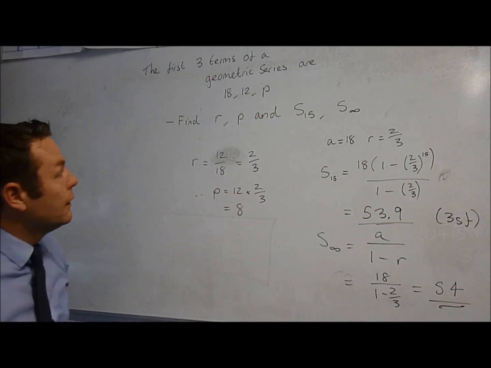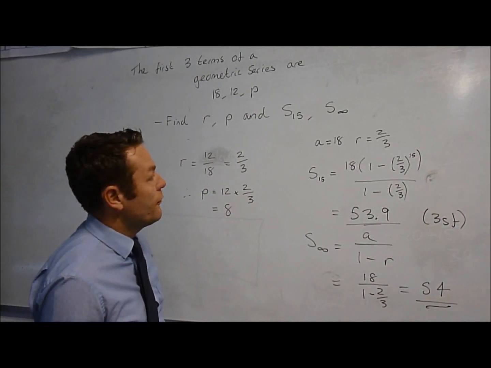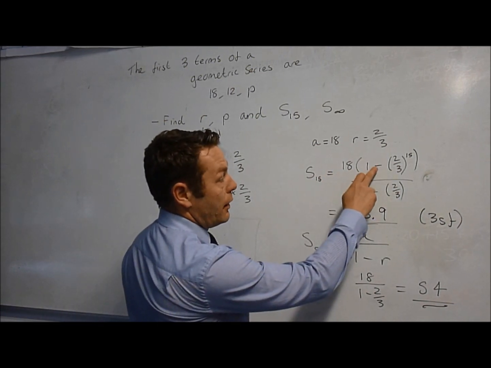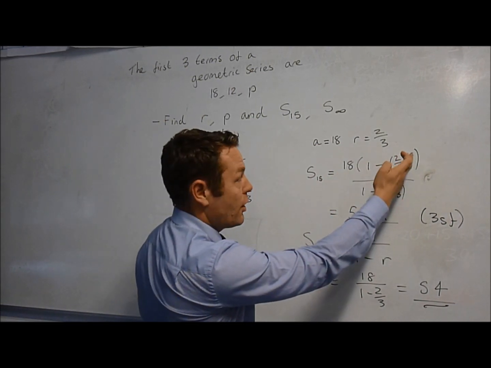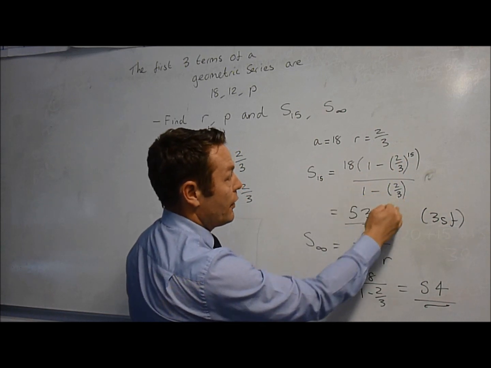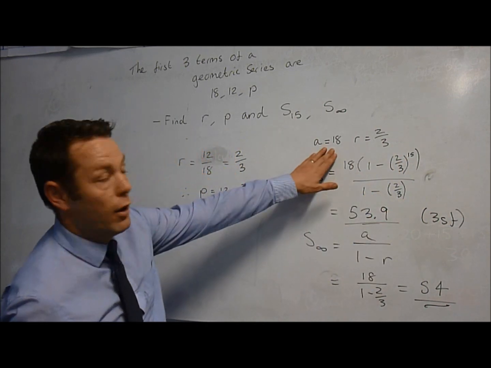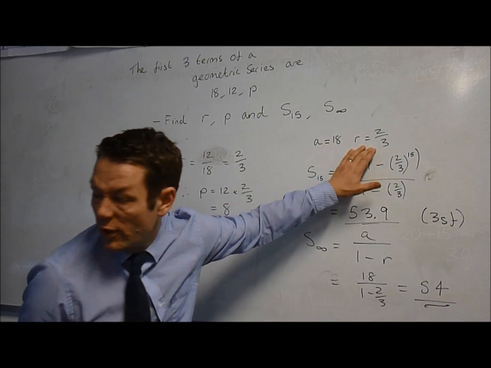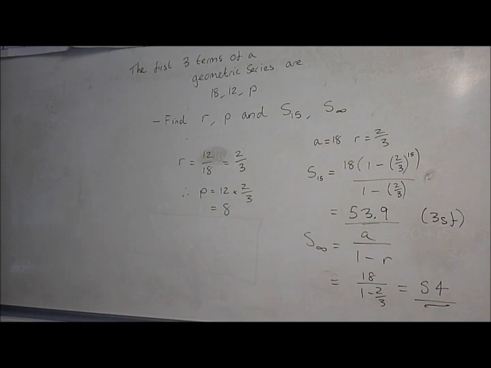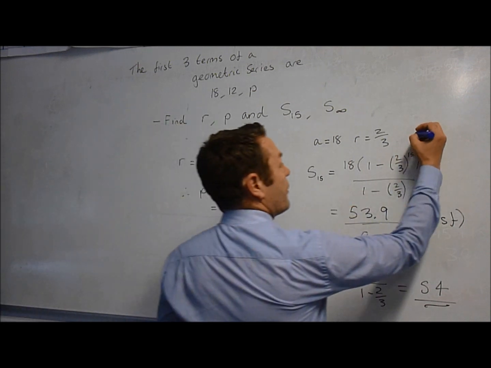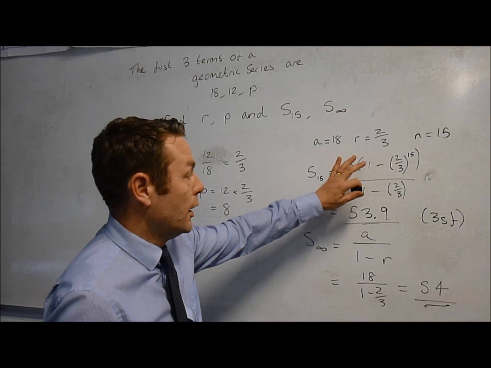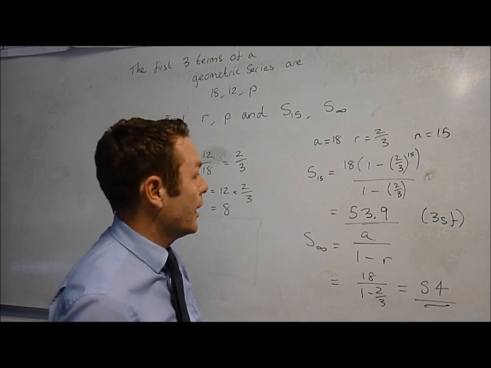Dead easy. Then we want the sum to 15. Now, we had the formula before, didn't we? A, it was 1 minus R to the power of n, number of terms we want, divided by 1 minus R. So all I've done, right at the top, write my value down of A, write my value of R. Been a bit naughty actually, because I should write my value of n as well, just to remind myself what I'm doing. Plug it carefully into the formula and then it's all down to how you use your calculator.